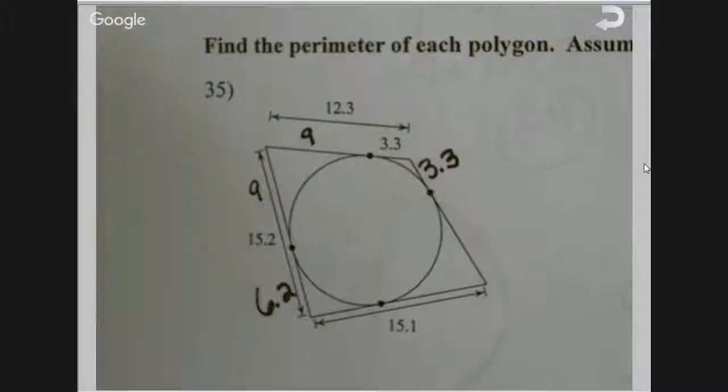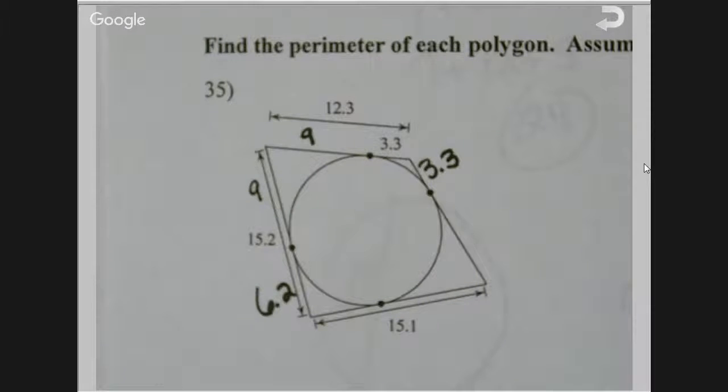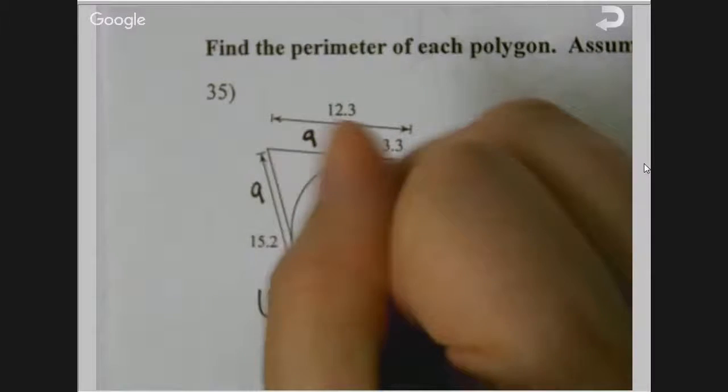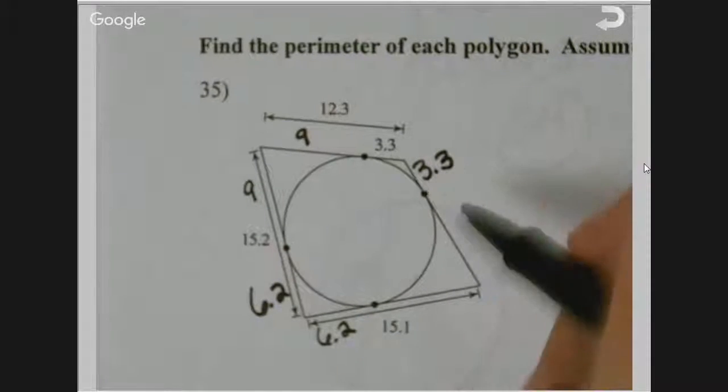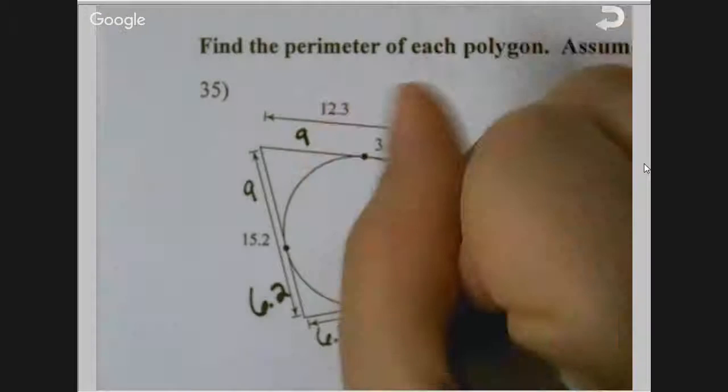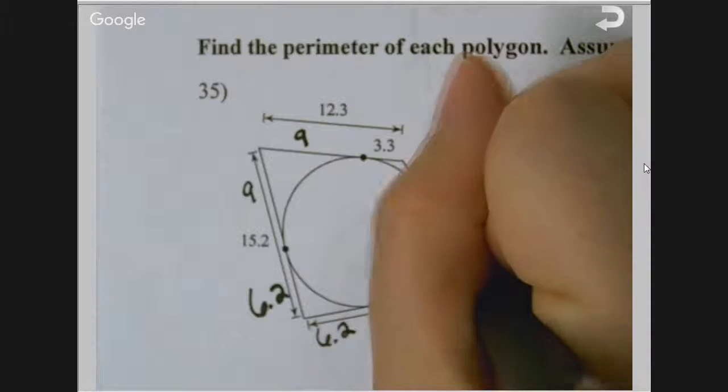Does anybody have a question about that so far? Okay. And now if I know this is 6.2, this one's 6.2. This is just what tangent lines tell me. So this is kind of where they could test you on tangent lines. And if that's 6.2, 15.1 minus 6.2 is 8.9, which makes this 8.9.